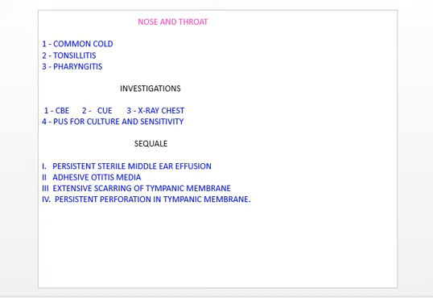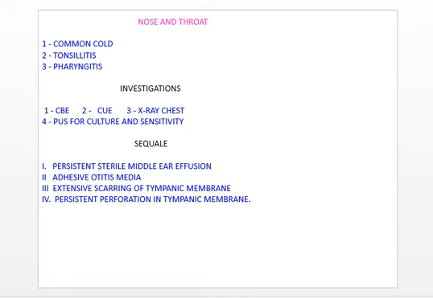We will just discuss the treatment in this case and we'll talk about these things. The sequelae of this suppurative otitis media in the middle ear can be the persistent sterile middle ear effusion, that is secretory otitis media. We have already discussed that unresolved cases of suppurative otitis media can ultimately enter the condition of otitis media with effusion or glue ear.